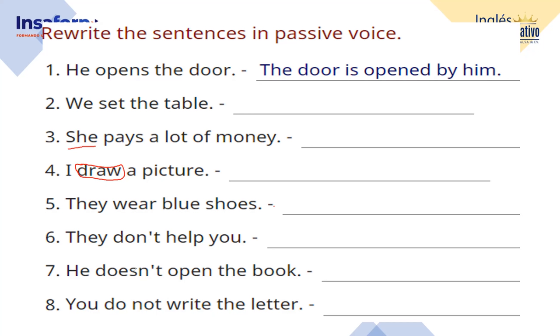They don't help you. Vamos, you can do it. Es lo mismo que las demás, solo que ahí el auxiliar, como es negativo, tiene que aparecer el auxiliar. Pero ¿qué tiempo? You were not helped by them? No. ¿En qué tiempo está la oración? Present. Ajá, entonces.